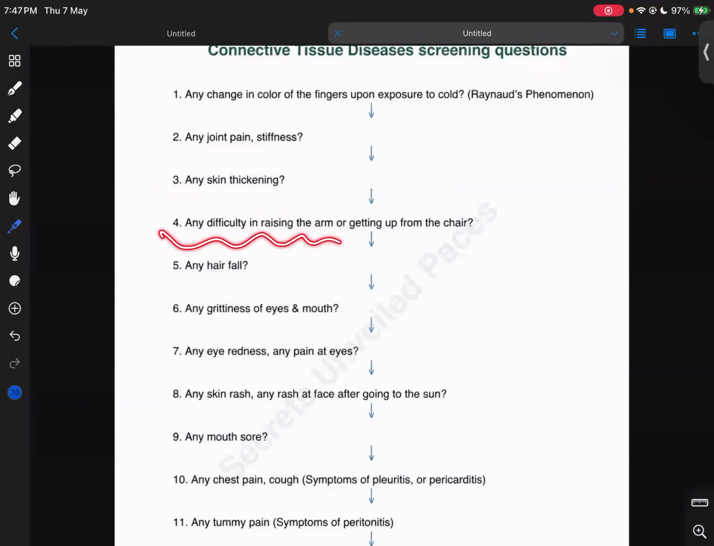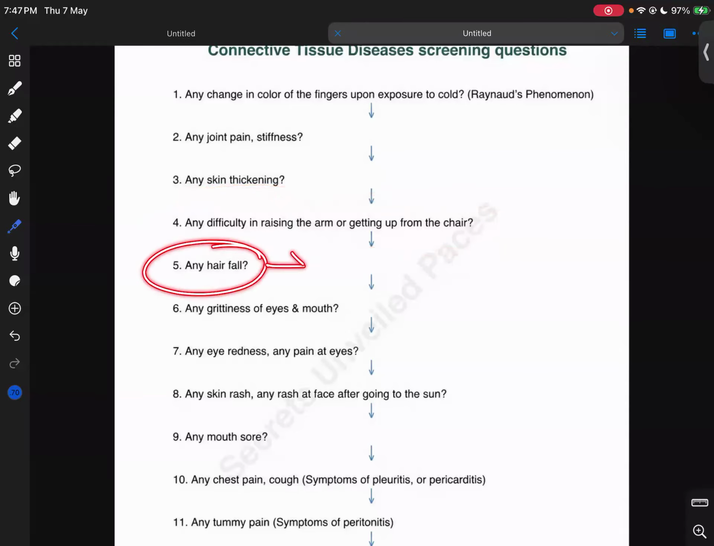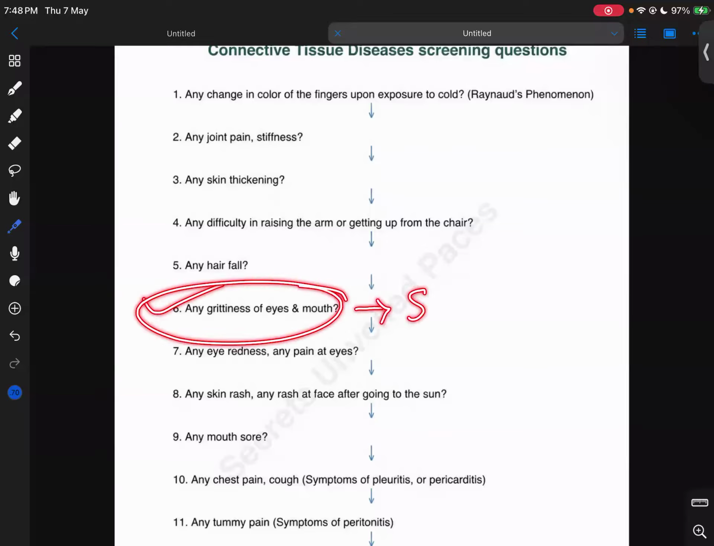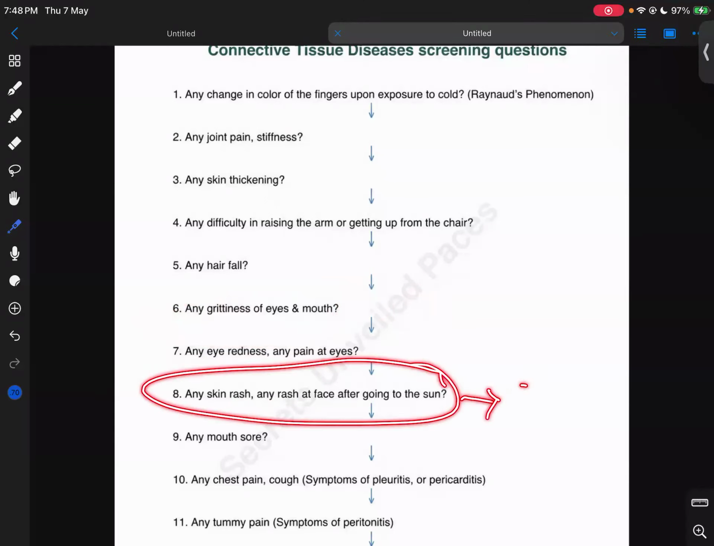Then any difficulty in raising the arm or getting up from the chair. This is the question for dermatomyositis and polymyositis. Any hair fall. This is the hidden question for discoid lupus erythematosus. And this is actually hidden. I will discuss why it is hidden. Any grittiness of eyes and mouth. This is for Sjogren syndrome. Any eye redness, any pain at eyes. Any skin rash. Any rash at face after going to the sun. This is the question for SLE.